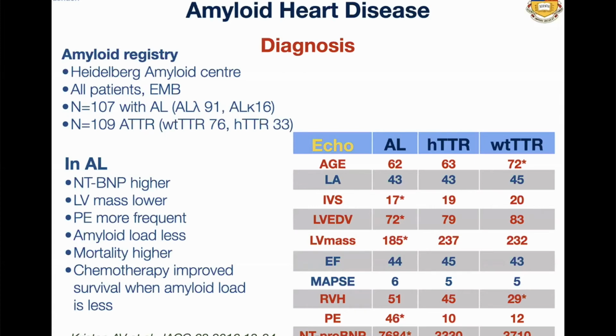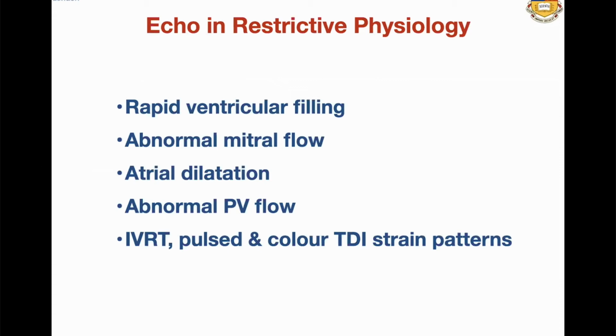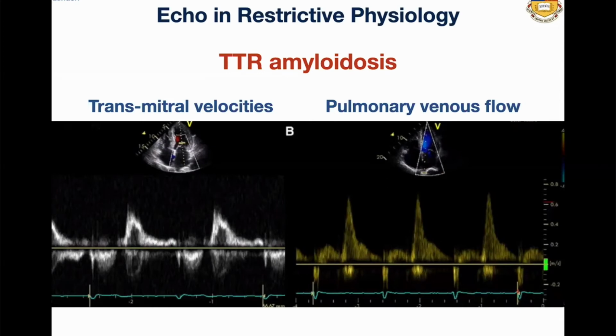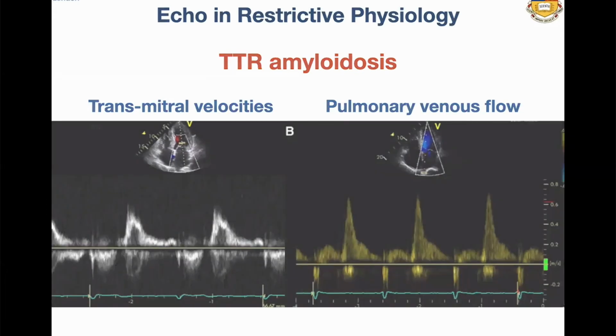Yes, we have restrictive physiology. You know the classic echocardiographic findings of restrictive: abnormal mitral inflow, atrial dilatation, pulmonary venous flow, isovolumic relaxation time, etc. I will not go too much in detail. This is the typical echo features of restrictive physiology, very low A wave or disappeared A wave, and the dominant diastolic flow when you look at the pulmonary venous flow with a very short systolic forward flow from the four-chamber view. So these are quite characteristic.